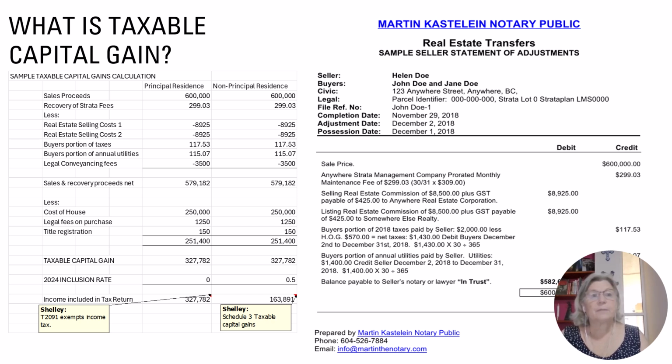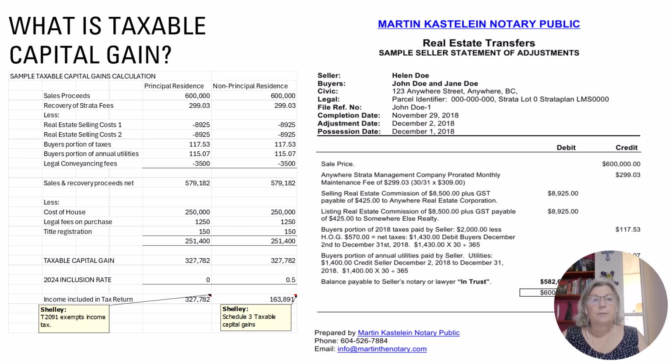So here's our sample taxable capital gains calculation. You've got principal residence, non-principal residence. So here's your selling proceeds as per this schedule. You've got $600,000. You get a recovery of your strata fees that you paid, because you don't give your strata fees away to the purchaser.